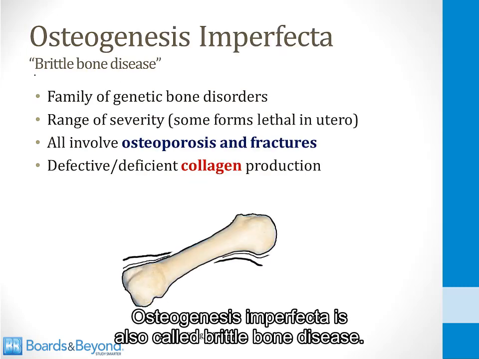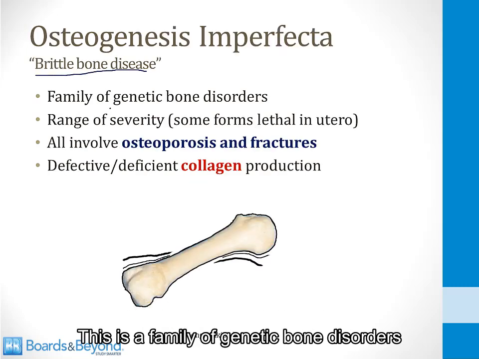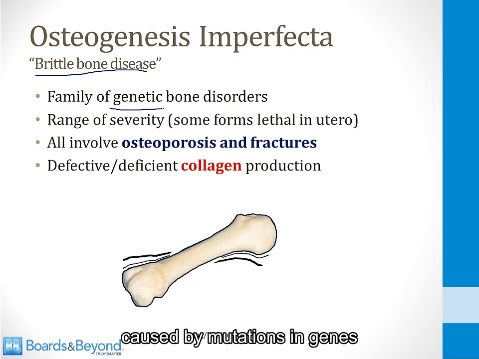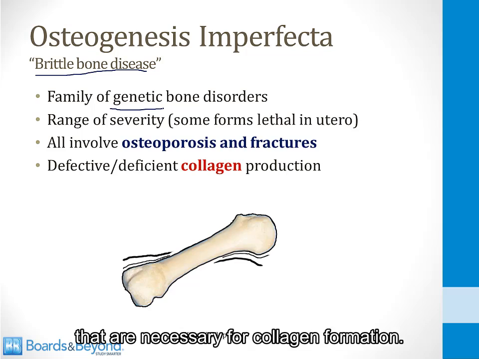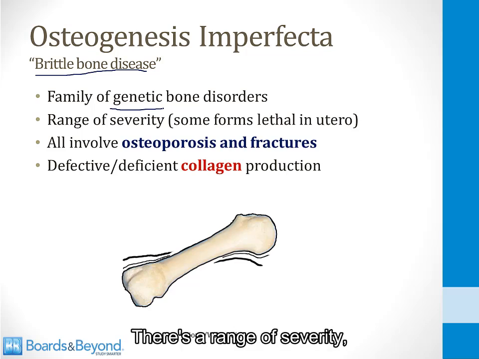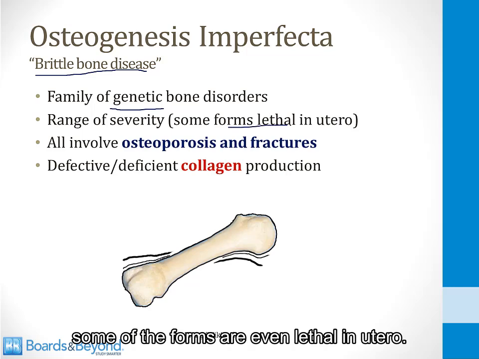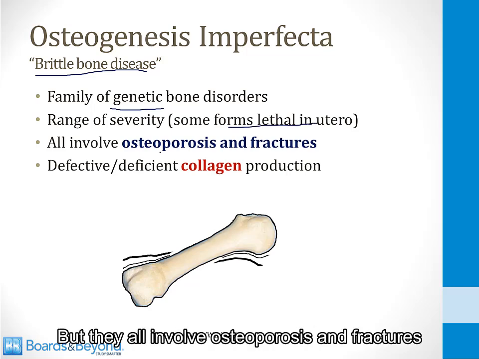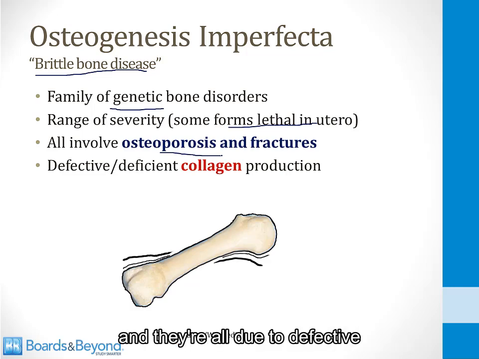Osteogenesis imperfecta is also called brittle bone disease. This is a family of genetic bone disorders caused by mutations in genes that are necessary for collagen formation. There's a range of severity. Some of the forms are even lethal in utero, but they all involve osteoporosis and fractures, and they're all due to defective or deficient collagen production.